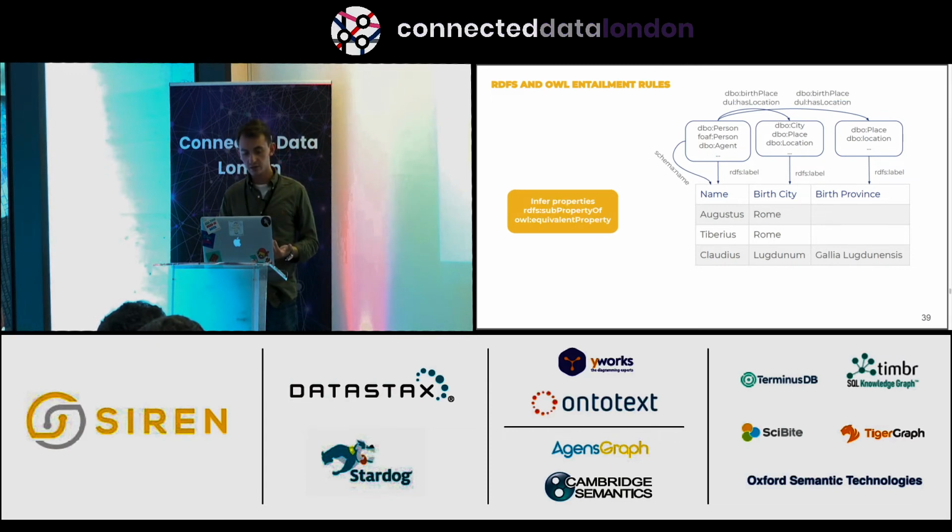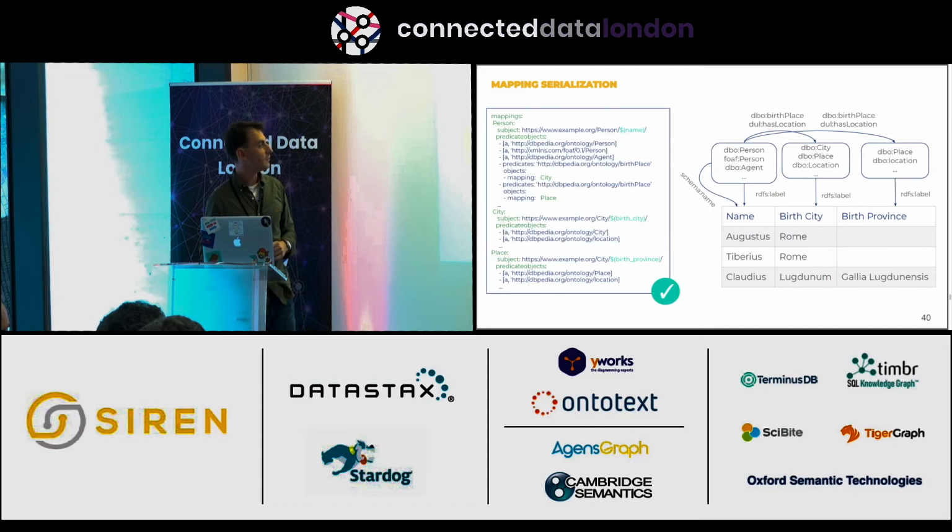And again, we can do the same thing for properties. For example, here we have the birthplace property that is also a location property in DBpedia.